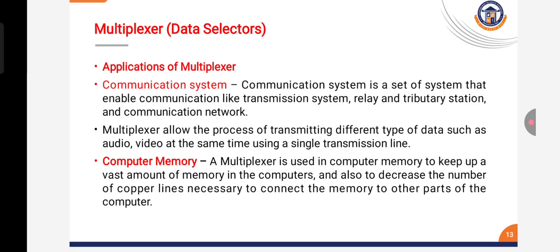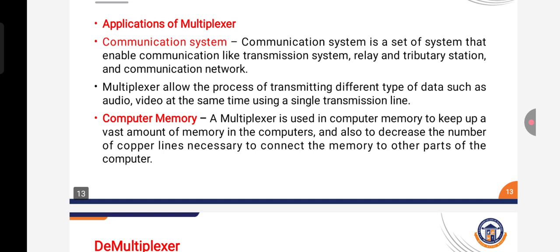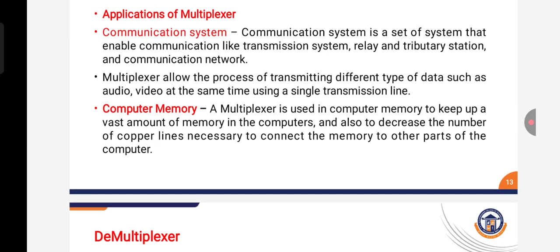And one more, the communication system is a set of systems that enable communication: line transmission system, relay, tributary station and communication network. The multiplexer allows the process of transmitting different types of data such as audio and video at the same time using a single transmission line. Also, the multiplexer is used in computer memory to keep the vast amount of memory in computers, and also to decrease the number of copper lines necessary to connect the memory to other parts of the computer.